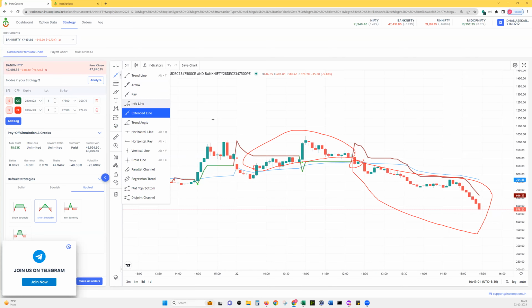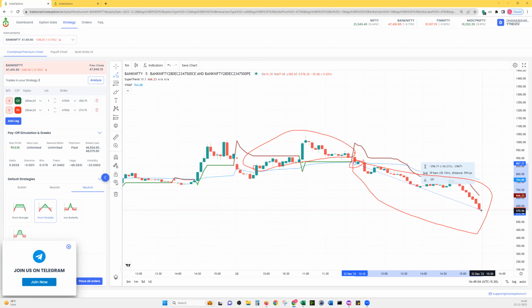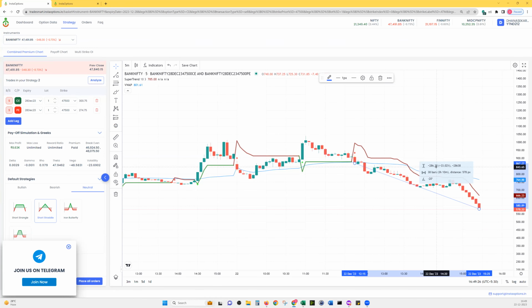And then just see from here to here, 287 points from the entry of the Supertrend. How many points have you gathered? And see, you don't need to put any defined stop loss. All you can do is trail it based upon the Supertrend. Once it closes above the Supertrend, the Supertrend is going to become green and you're going to exit the trade.